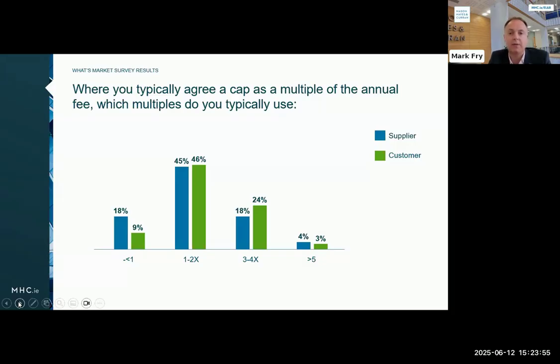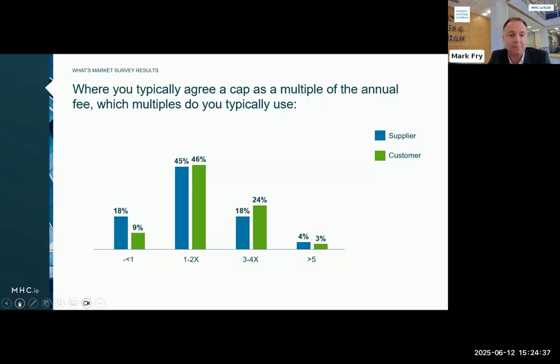But one of the biggest shifts that we've seen over the years, and this is reflected in this year's survey again, is the reduction in the number of suppliers that have indicated they would typically agree a cap based on more than 5 times the contract fee. Back in 2021, 2020, we had over 18% of suppliers indicating they typically agree caps at more than 5 times the contract fees. That figure has dropped significantly over the years. It dropped in 2022, 2023, and that trend has continued from this year's data. So now only 4% of suppliers, a significant drop, have indicated they would agree caps at that level. So quite clearly, there's a much more cautious approach taken by suppliers with regards to liability caps.